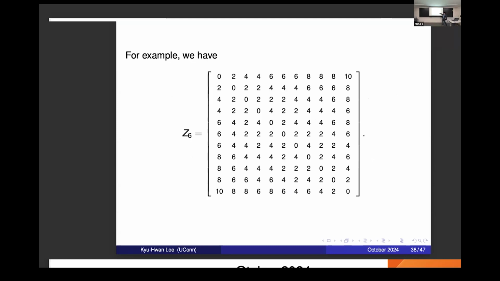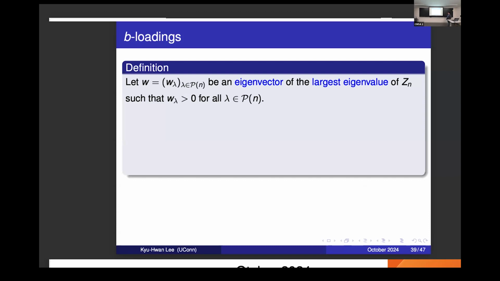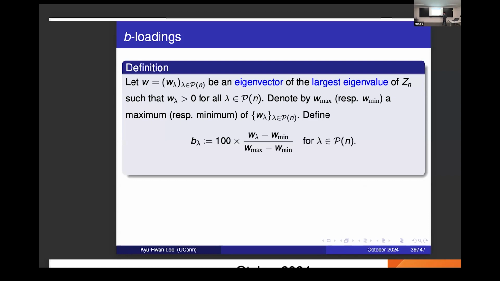Here is an example. On the diagonal, you have all zeros, because one partition is not different from itself, but here you have a big number because the corresponding partitions are far from each other. And then we apply the same idea of the principal direction. So we define B loadings, parallel to the case of A loadings. We consider an eigenvector of the largest eigenvalue. We can take all the coordinates to be positive, as a result of the Perron-Frobenius theorem. Then we find the largest and smallest coordinates and normalize so that the largest one has 100 and the smallest one has 0. Let's call this value the B loading of lambda.